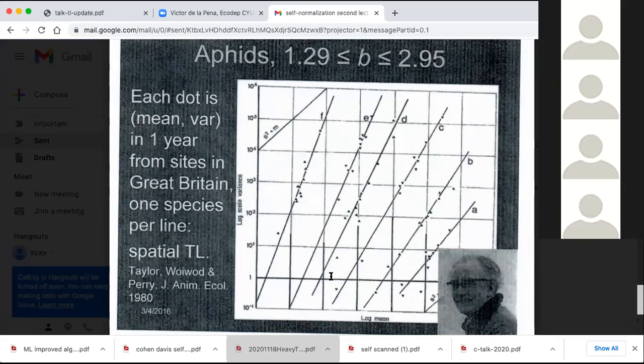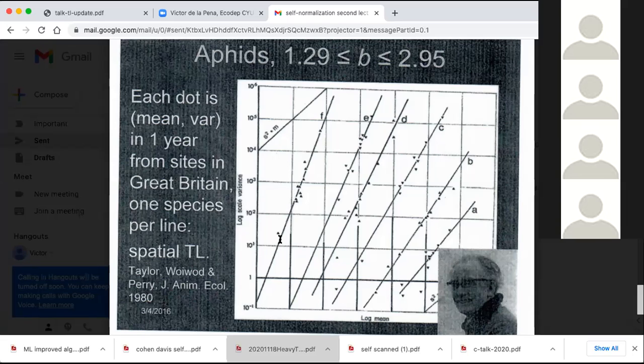Now, here is the picture of Taylor, and each dot represents the mean and variance. So you see log mean and log variance in 1 year from sites in Great Britain of one species per line. So you have different species, and there's a connection between the sample mean of the particular species and the sample variance. So they took means and variances at different locations, 24. They basically took a sample of size 24 at different locations, and they calculated the sample mean and the sample variance for each species.